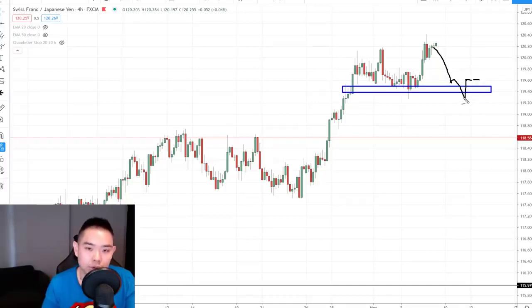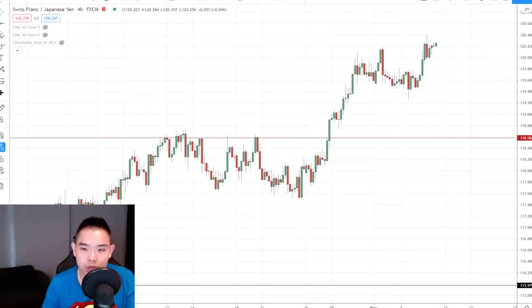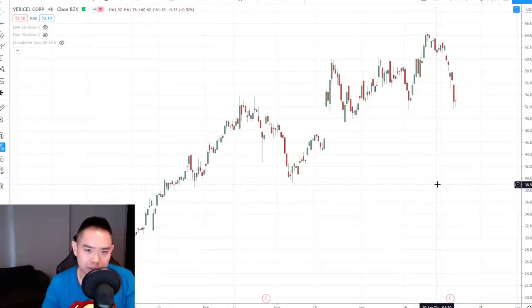Stop loss again will go 1 ATR below the low, somewhere here. First possible target just before this swing high for my first target. Okay, so this is Swiss franc against the Japanese yen. So moving on to stocks, let me share with you one stock that I would say is worth keeping a lookout for this coming month.